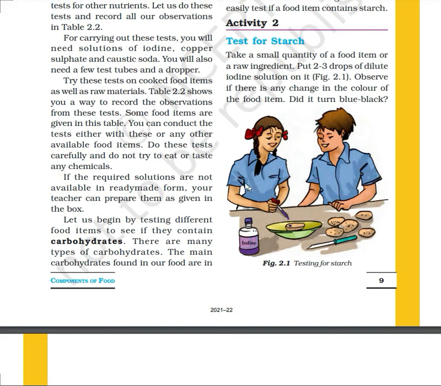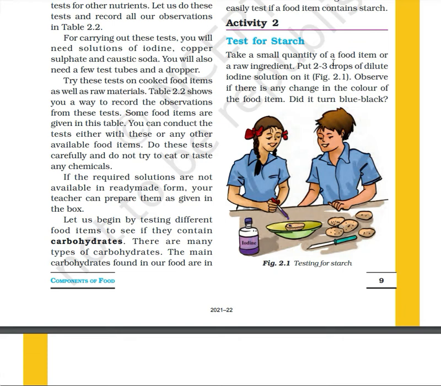This is the starch test, and it is a very simple test. We can do it easily. Just be careful to not spill these on your hands, and wear protective gloves on your hands to protect them if they are spoiled by this iodine, caustic soda, or copper sulfate. It can be harmful. Activity 2. Test for starch.